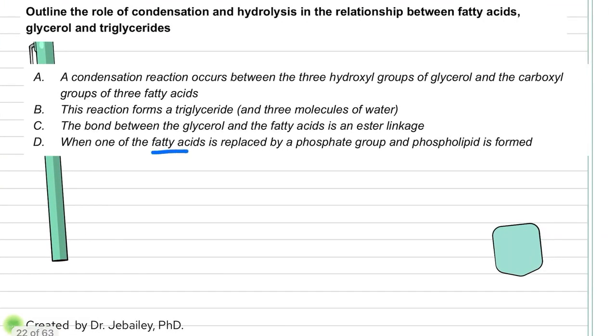Now, when one fatty acid is replaced by a phosphate group, phospholipid is formed. Now, this is the killer because nowhere in here did they mention phospholipid. They mentioned triglycerides. So it's like, how would I have known? That's why I always tell students, sometimes if you know more information about other fats, add them. Add them. You're not going to lose points for adding more information.